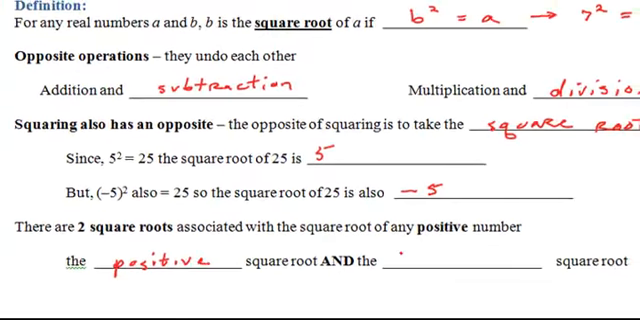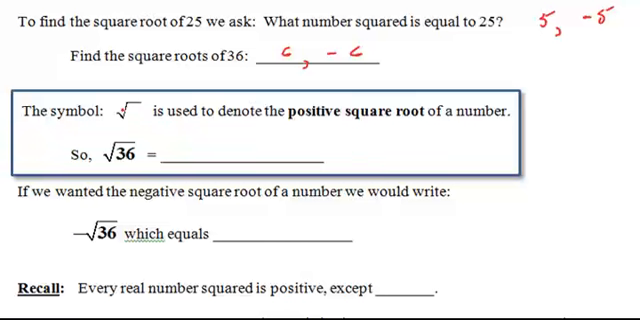There will be a positive and a negative. If you need to, go to that chart we made in the first place. We'll find that 6 squared equals 36 and negative 6 squared equals 36. Now we use this symbol that we see here, the square root symbol, to denote the positive square root of a number. So the square root of 36 is 6 or negative 6, but when I use this symbol, the square root of 36 is simply 6.